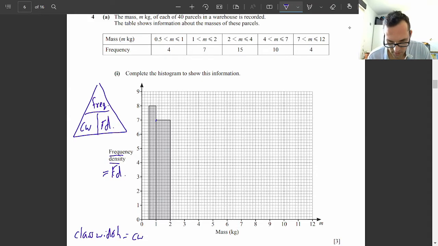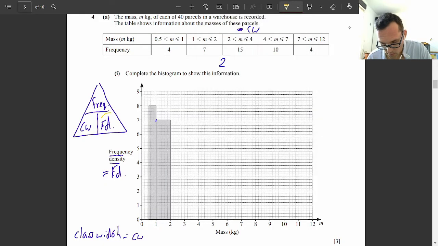So let's have a look. We've done the first one already. Let's go to the third bar over there. So what do we have here? We've got a class width CW of 2 to 4, which is 2. And we want to work out the frequency density.